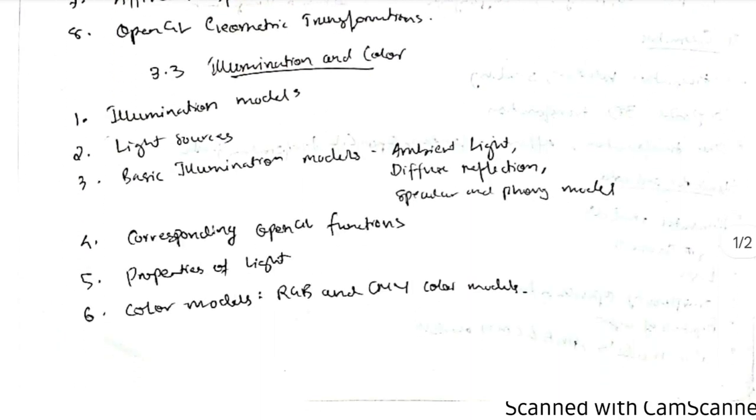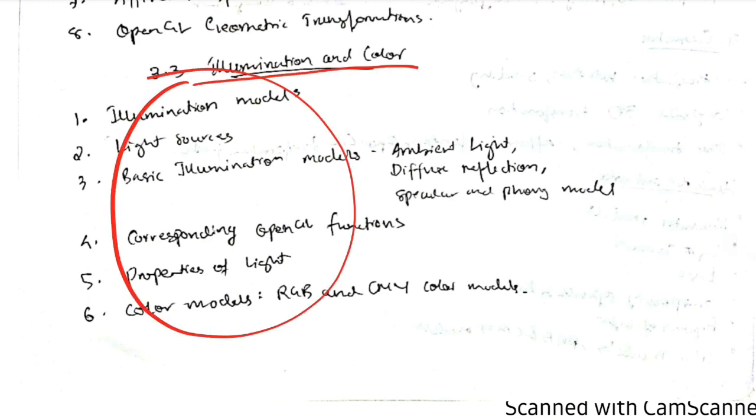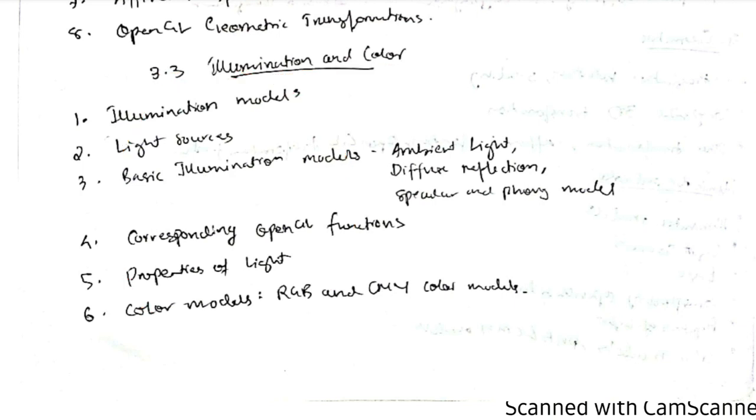Then finally, coming to the last chapter, where we have illumination and color. Here there are some theoretical concepts. We'll look at what theoretical concepts you need to keep in mind and which are the most repeated ones. Those are the things we'll be discussing in this video, and let's get started.